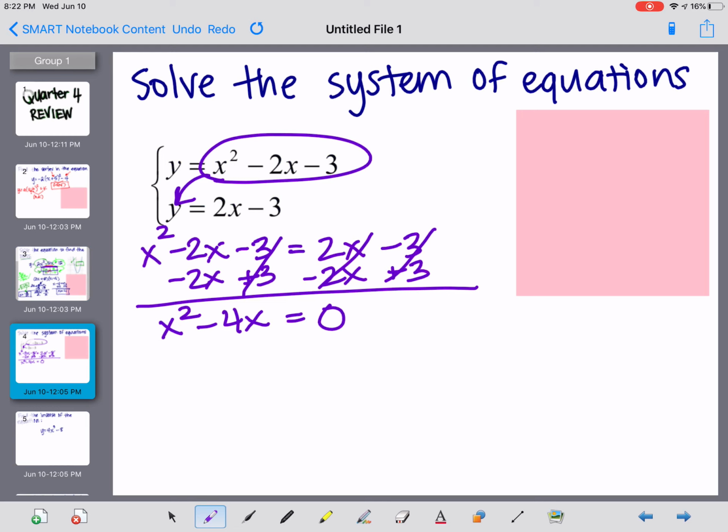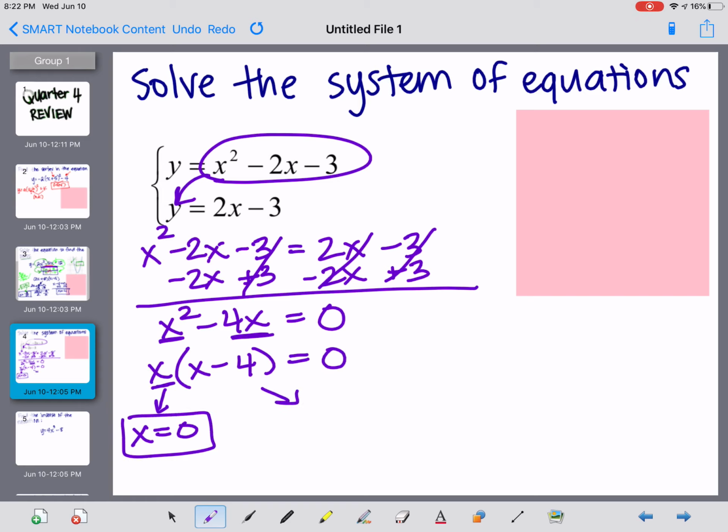So if you guys remember back to this, I'm going to factor out an x from both of these. So when I factor out the x, I'm left with x minus 4. Okay, and then I have to set each thing equal to 0. So if I set that factor equal to 0, I'm actually done. And if I set this factor equal to 0 and solve it, I get x equals 4.